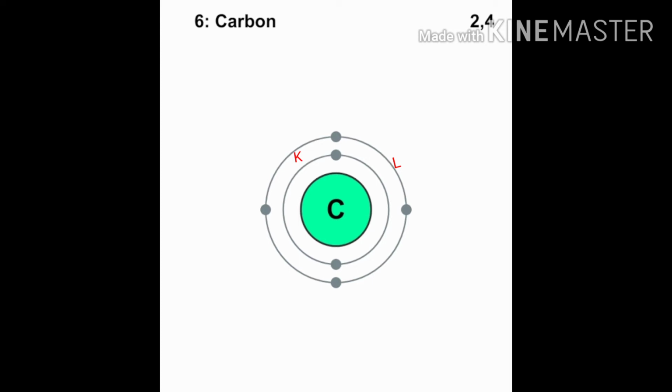Here the L shell is the outermost shell and it has 4 electrons. The electrons in the outermost shell are called valence electrons. Thus, how many valence electrons are there in a carbon atom? In a carbon atom, there are 4 valence electrons, isn't it?